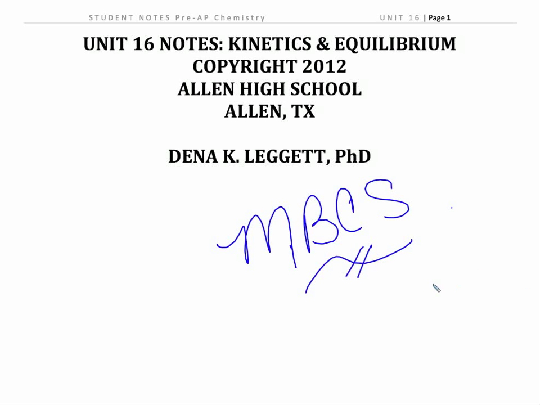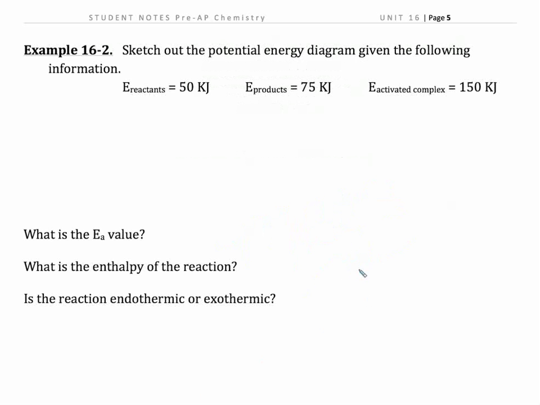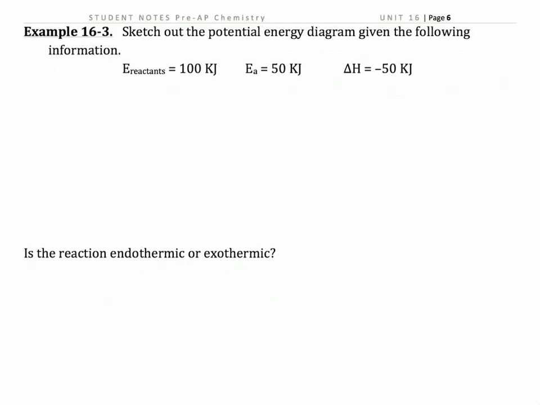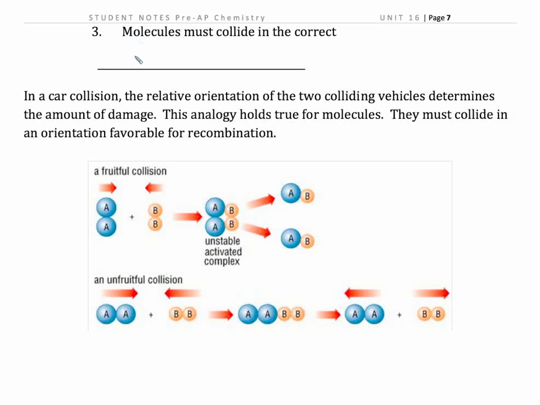All right, we're talking about kinetics and collision theory, and we are looking at the different premises of collision theory. The first one was that they must collide, the second, with sufficient energy, and now the third is that molecules must collide with correct orientation.